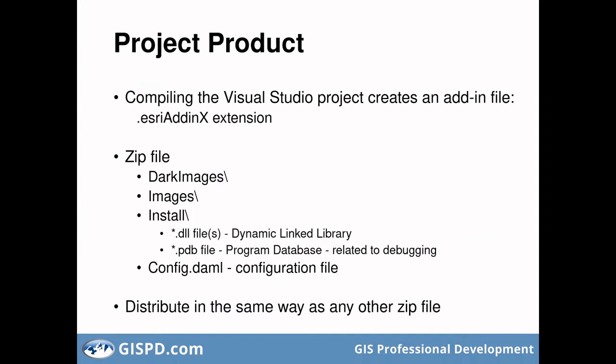When we're ready, we compile the project to create a small zip file with the extension .esriaddinx, and that's what we make available to the user. As you can see, the zip file consists of a couple of image folders, an install folder that holds the compiled code, and a copy of the config file. And we can just distribute that file in the same way as any other zip file.